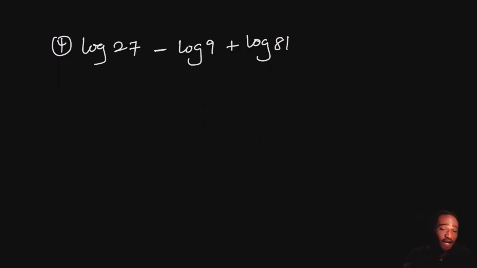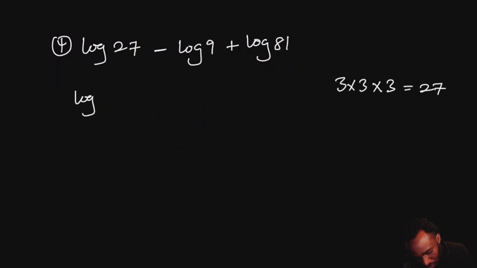So the common factor that we have, the simplest common factor that we have, is 3. So we are supposed to figure out how many times we have to multiply 3 by itself to get 27, how many times to get 9, and how many times to get 81. In this case, 3 times 3 times 3 is 27, so you have to multiply 3 by itself 3 times to get 27. So we write over here log 3 to the power 3, because you have to multiply 3 by itself 3 times to get 27.